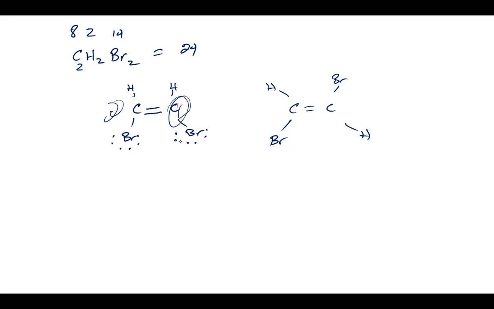So this one where the 2 bromines are beside each other, this is called a cis isomer. So this would be cis dibromoethene. This one over here would be the trans isomer. Transatlantic, across from each other. So that's what this one is. Cis is beside, and across from each other we call a trans isomer.